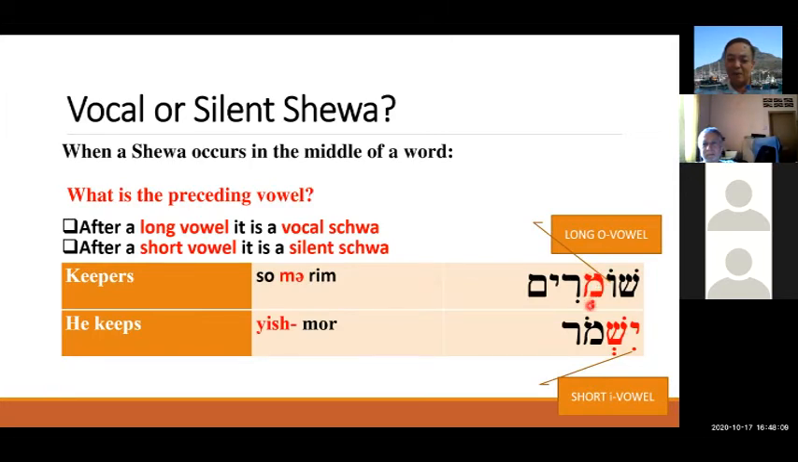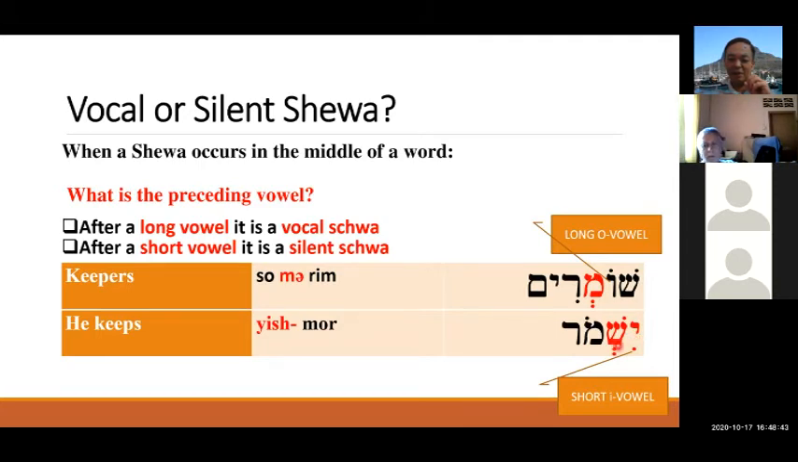This is where the vocal schwa comes in. After a long vowel, you get a vocal schwa. The following schwa is a vocal schwa. If it's a short O vowel, this is too short already. You need to borrow from the next consonant to make a vowel. Therefore this becomes silent.